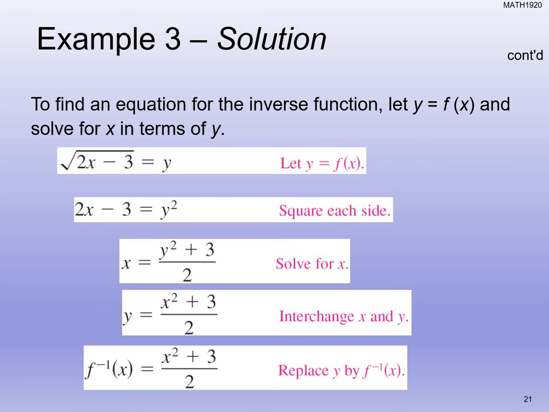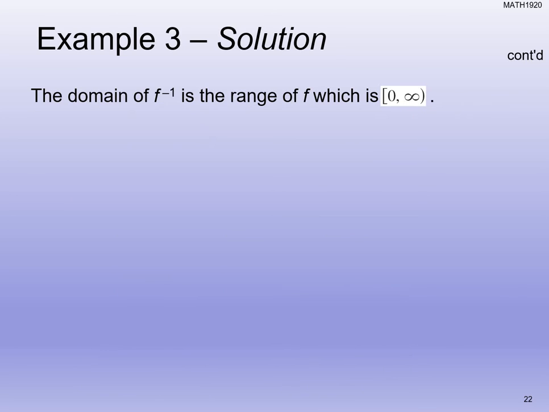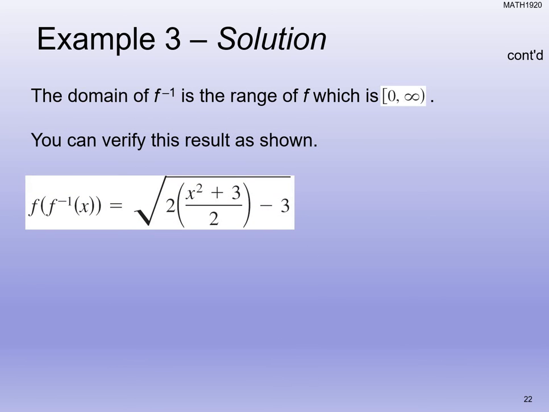So swapping x and y, or another method if you want: solve the original function for x, and then swap x and y. That's what this one's showing you. We're solving the original function for x, squaring both sides, solving for x, swapping x and y, and then rewriting it as f inverse of x. And we can clearly see the domain of the inverse function is the range of the original function.